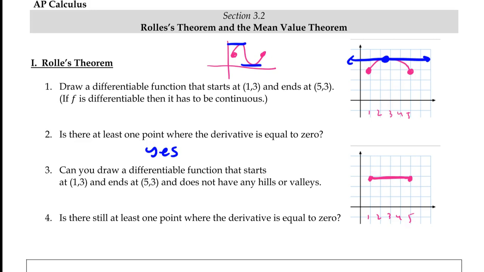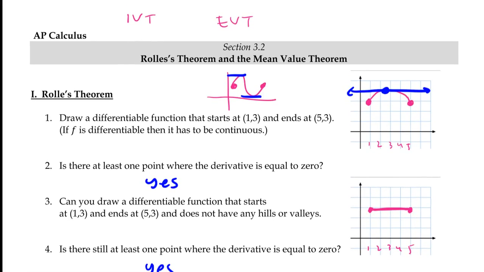Is there at least still one point? So if I still start where I end, is there at least still one point where the derivative is equal to 0? Sure. At all of the points, the derivative is equal to 0, right? What's the slope of a horizontal line? 0. So it didn't matter if I put a hill, a valley, or if I went straight across. Okay, and that's basically what Rolle's is saying.